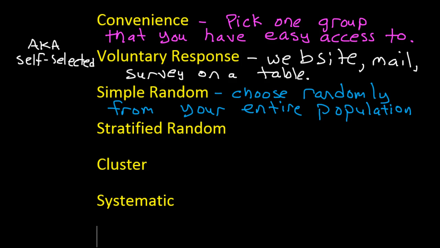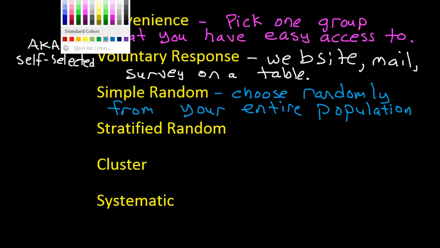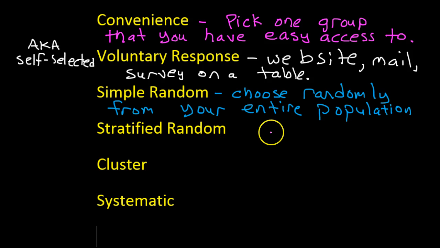Now, stratified random is where you divide your population into groups, and then you choose some from each group. So that could be done either, imagine rooms, so I'm in a high school, so there are several classrooms in this high school. If I randomly pick 3 students from each class to participate in my survey, that would be stratified random.